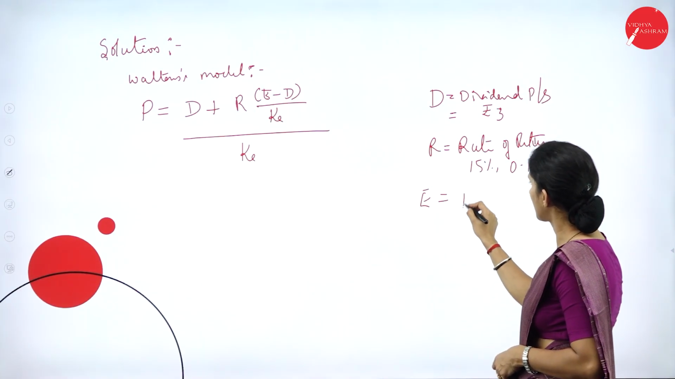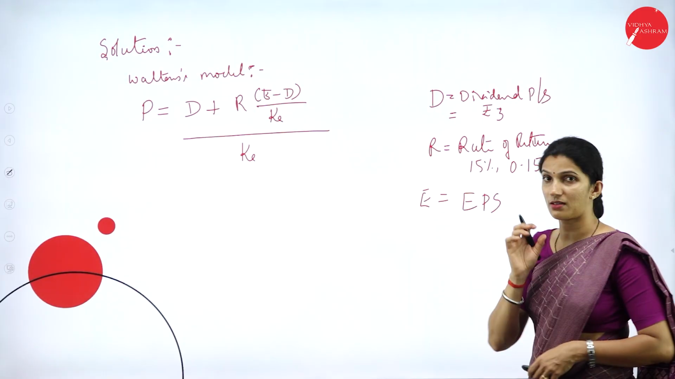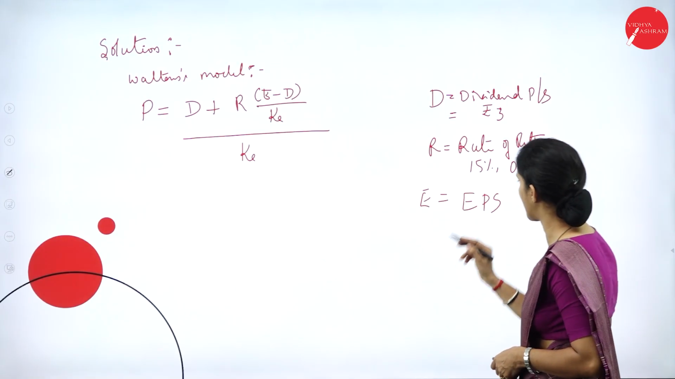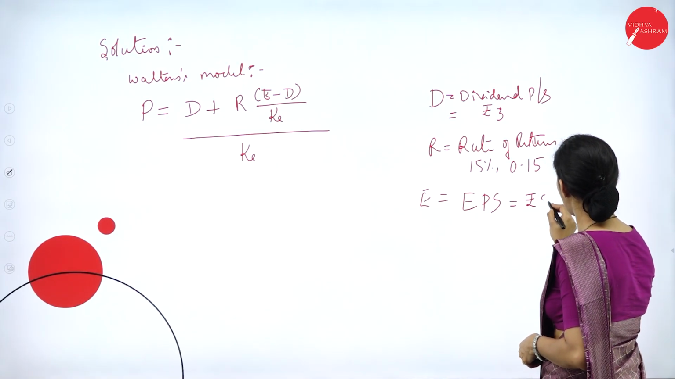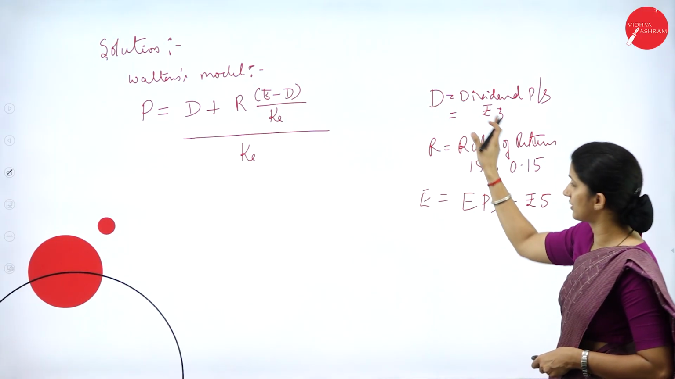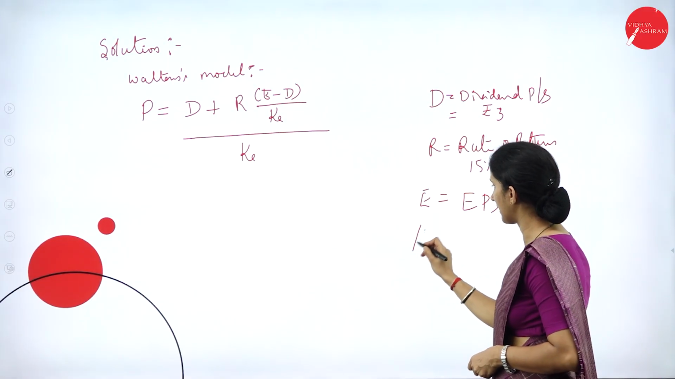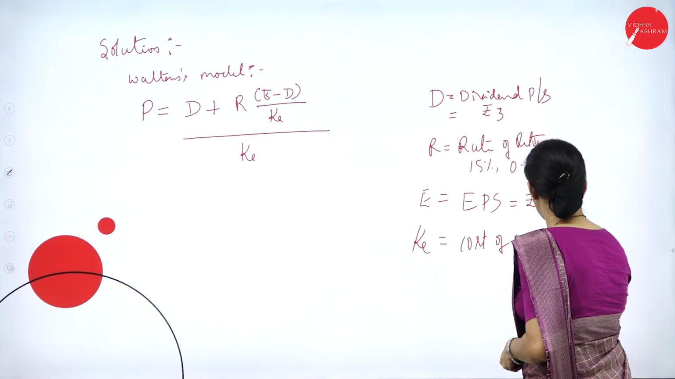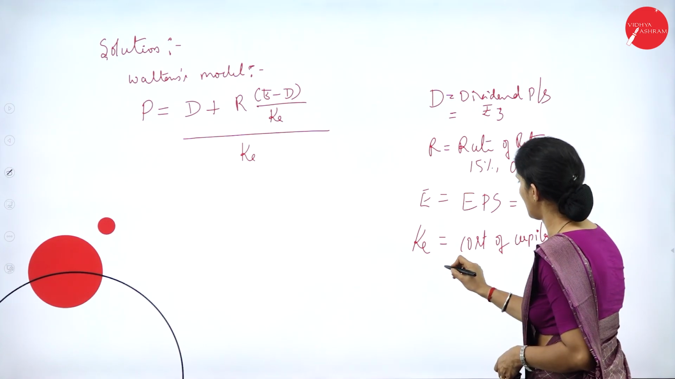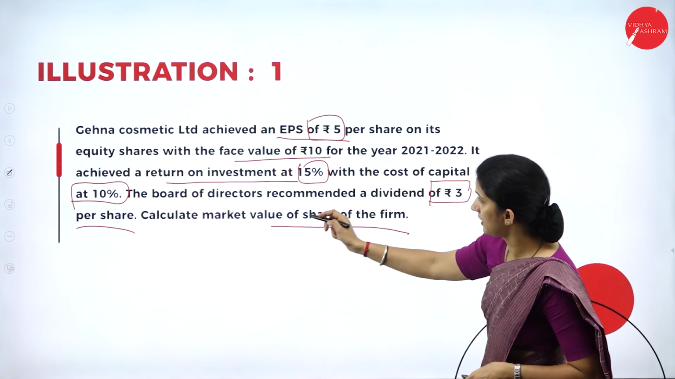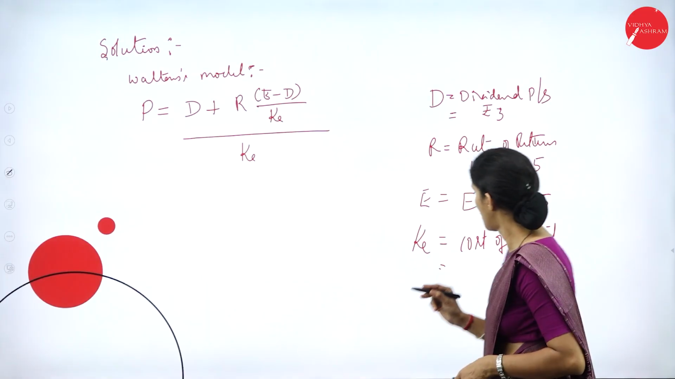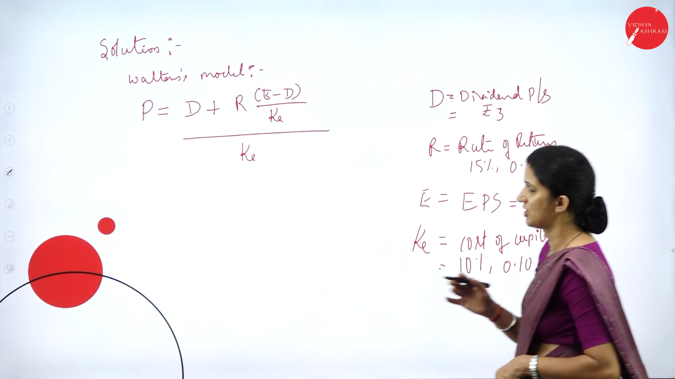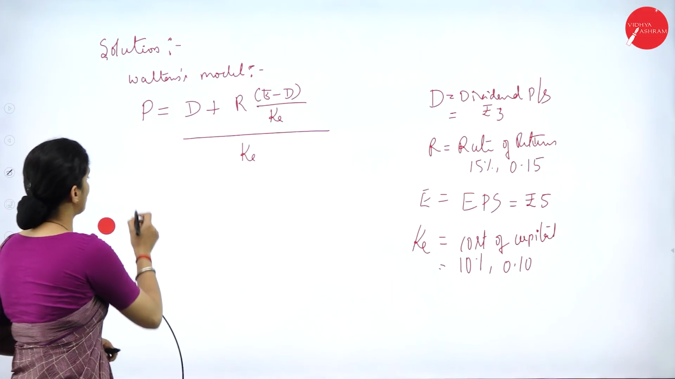Then we need E. E means it is the EPS, that is earnings per share. So here in the question, earnings per share is rupees 5. Again we need D, that we know, that is 3. Then we need KE or K, that is your cost of capital. In your question, your cost of capital is 10%. So when we apply it in the formula, we'll take 0.10. So we have all the details. Now we'll apply it in the formula.